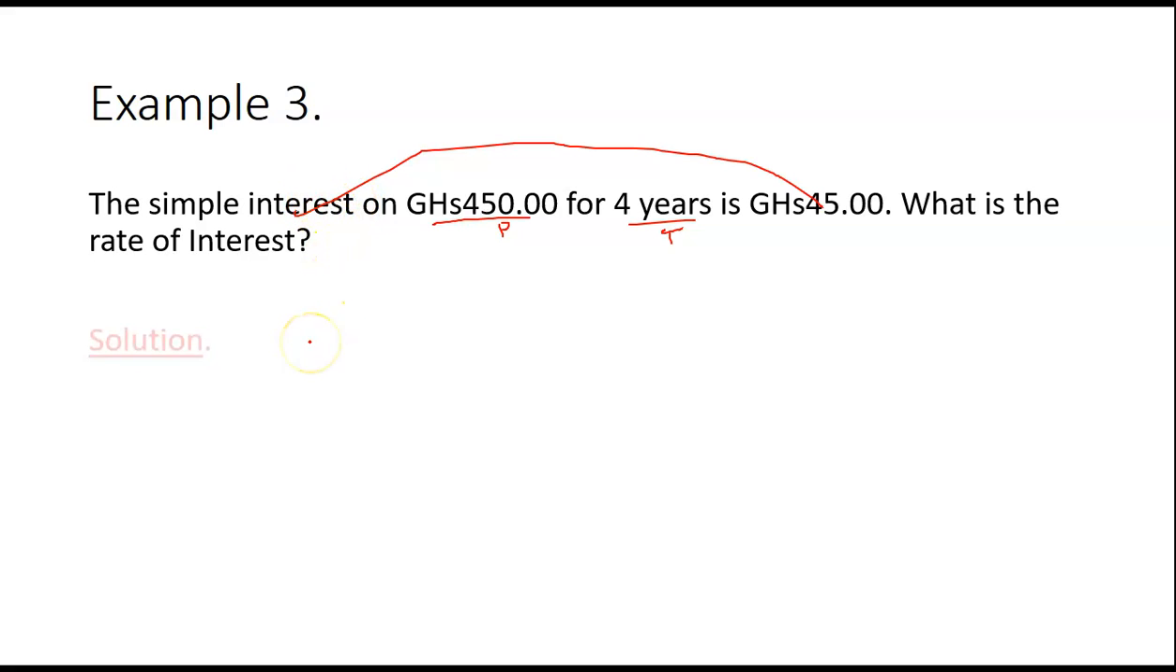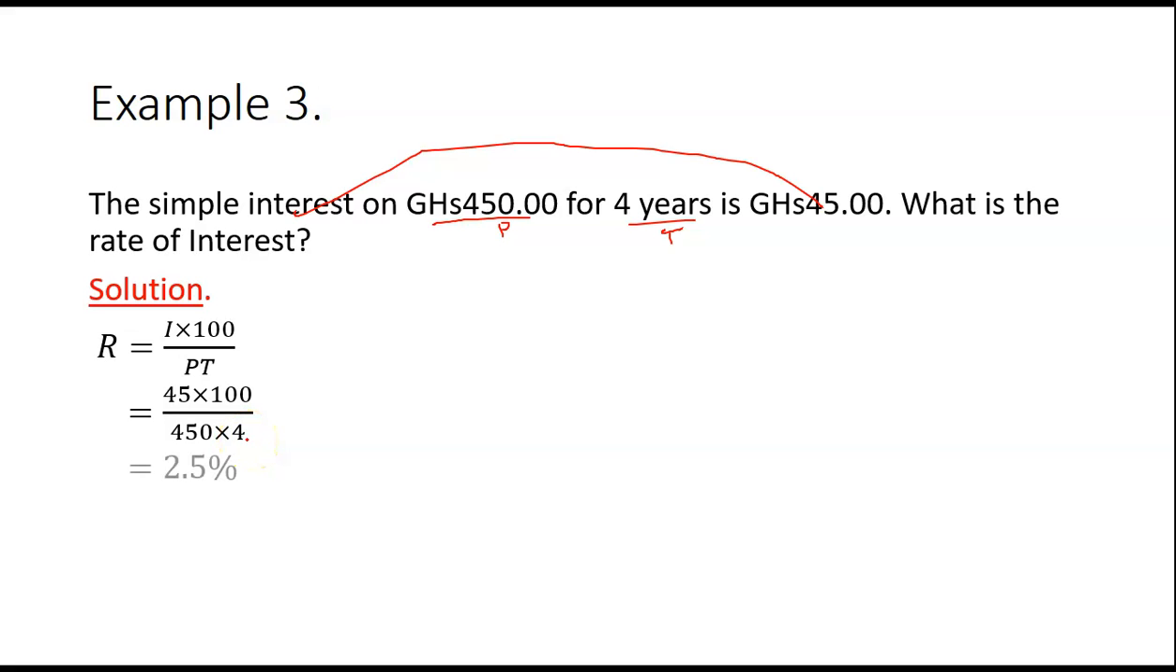So this gives us what? What's the formula for rate? Rate is equal to interest times 100 all over principal times time. Is that the formula I gave you for that? Yeah. So we just substitute. So what is the interest? The interest is 45 times 100 all divided by principal times time, which is 450 times 4, isn't it? So this gives you 2.5%.